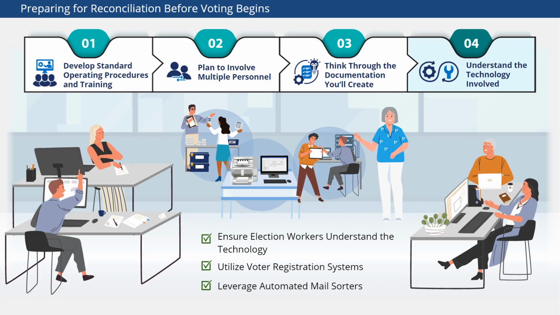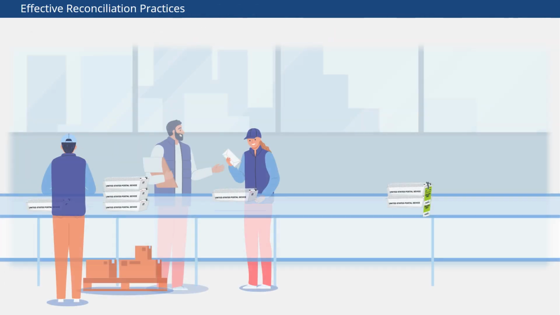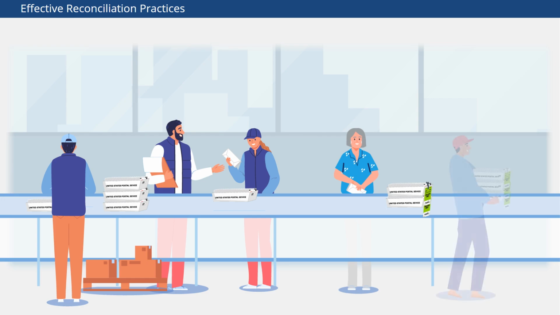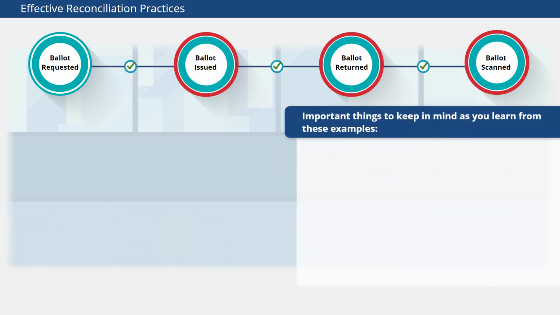Some election officials use automated mail sorters that can also provide reports to help balance the number of ballots physically received and scanned against the records in the voter registration system. The rest of our training will show you a few simple examples of how reconciliation can work at several points in the processing cycle. This includes when ballots are issued, when ballot return envelopes are received, and when ballots are scanned.